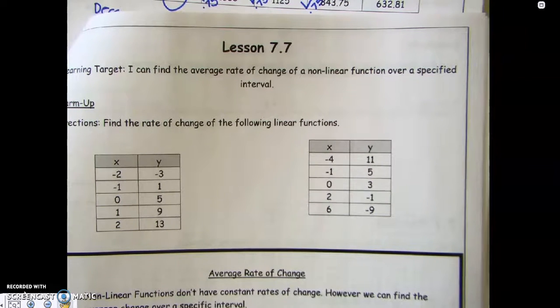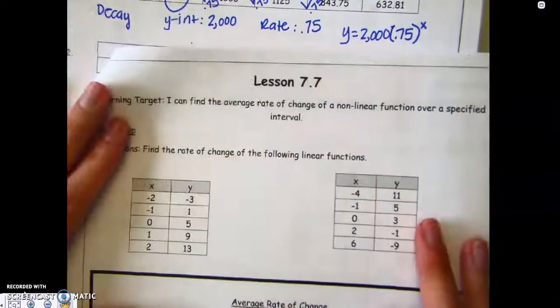Nonlinear functions, that's not always true for them, right? So we can still find an average rate where it's changing, but we can't find a specific constant rate of change for nonlinear functions. So we're going to learn how to find that average rate of change and what it means. Before we get there, though, let's find the rate of change of these linear functions.